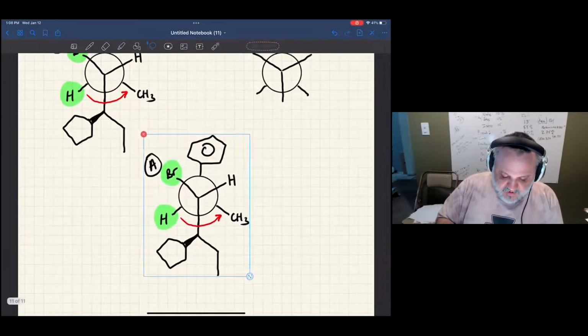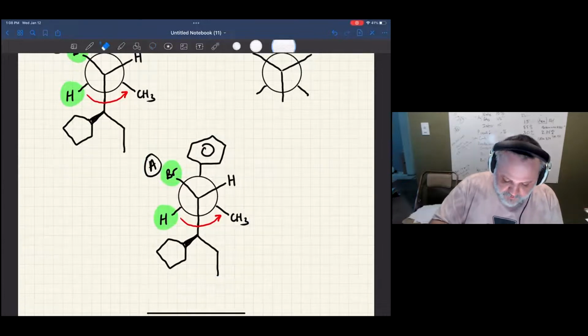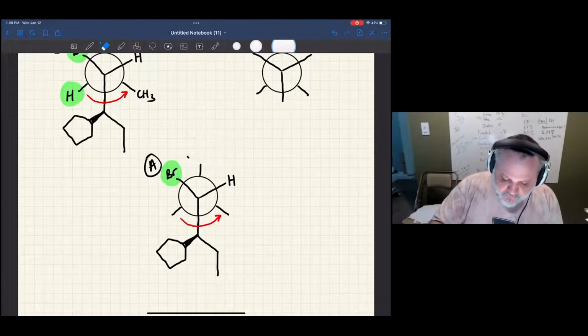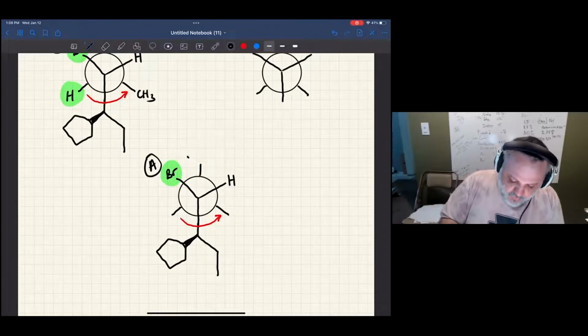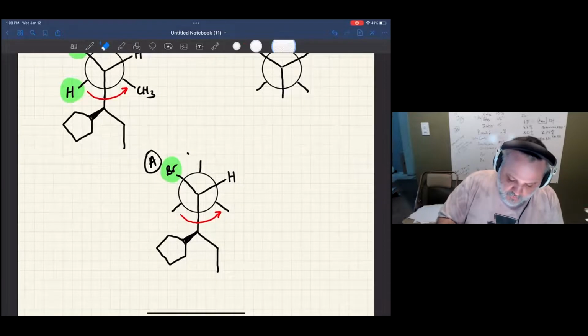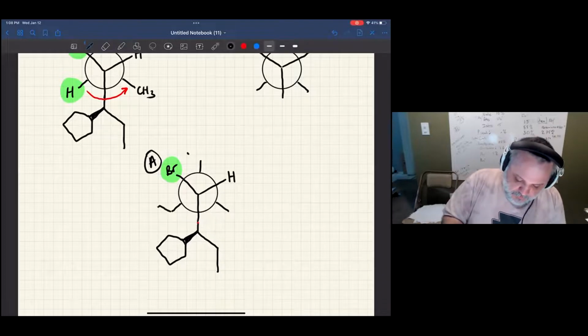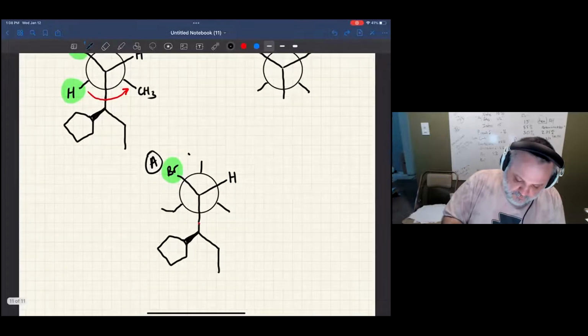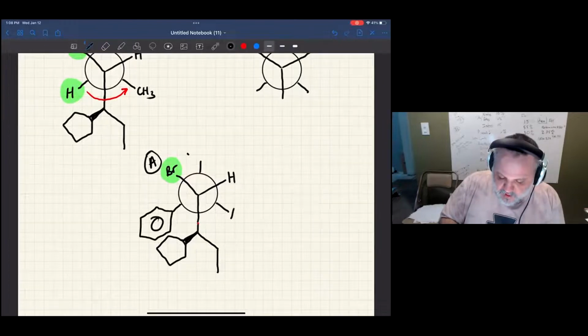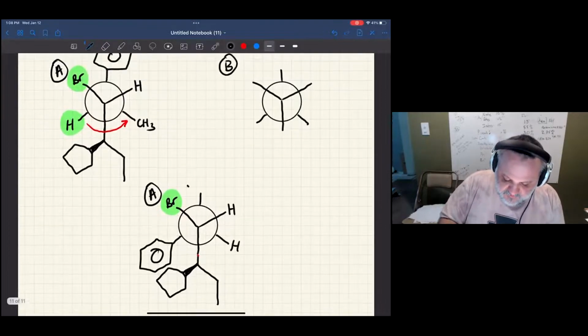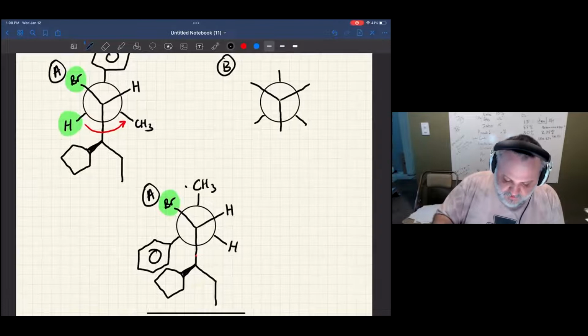And what that means is that I'm going to need to erase what's going on in the back and redraw. So I had one rotation. And so with that one rotation, that means that the benzene ring is now over here. Now my hydrogen is here and the CH3 group has moved up to this position.